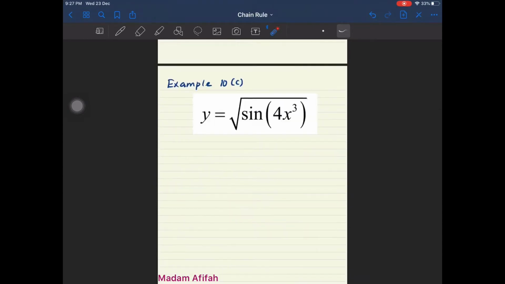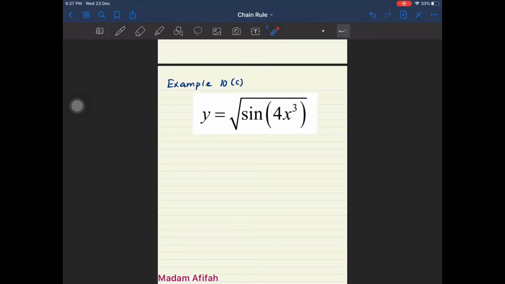Okay, so let's try to solve this example. As you can see here, for this example, the power of this function is not 1. In this case, the power is a square root, so the power is 1 over 2. And you have a sine function, and inside here you have a polynomial with degree 3.